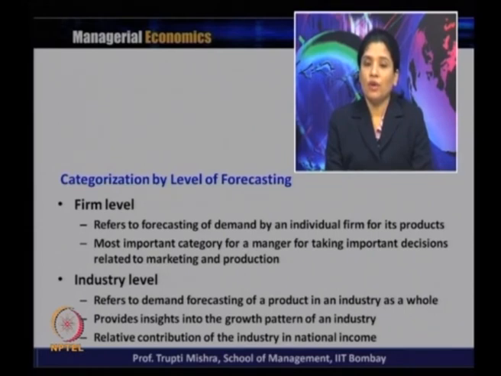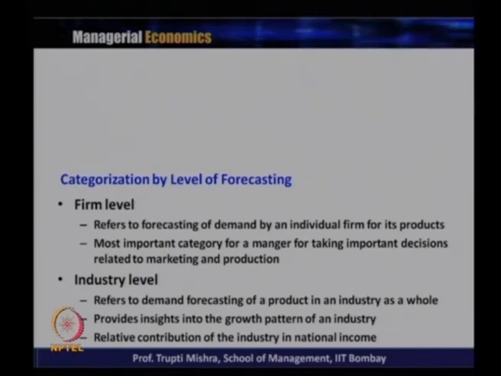It refers to the demand forecasting of a product in an industry as a whole. So, it is not about a specific firm's product, rather the products which come from the industry as a whole. There may be multiple products; suppose you consider P&G, if you look at their products in all the segments, whether it is food, non-food, or FMCG. FMCG also has a variety of products. So, when the demand forecasting is done for all these products, asking what the demand forecasting is for P&G as a whole, that becomes the industry level.